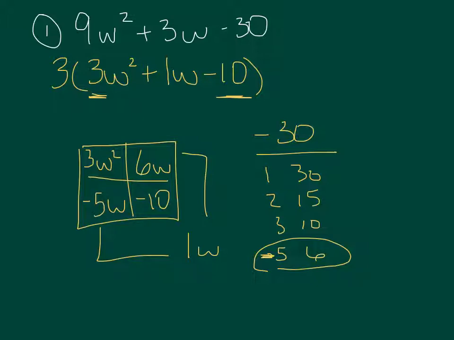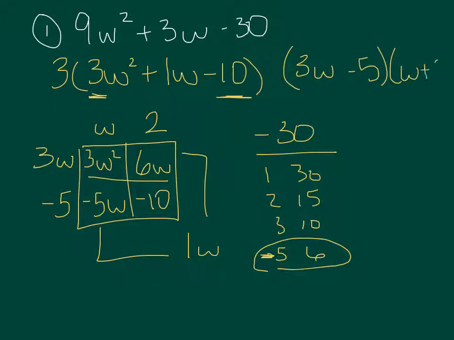Then you look at those top two boxes, 3w to the second and 6w. What do they have in common? Well, 3 goes into both, and they also have a w. Then 3w times w makes 3w to the second. 3 times 2 would make 6w. And w times negative 5 is negative 5w. Then you put your answer into the parentheses. So you'd have 3w minus 5 and w plus 2. So that would be your answer.